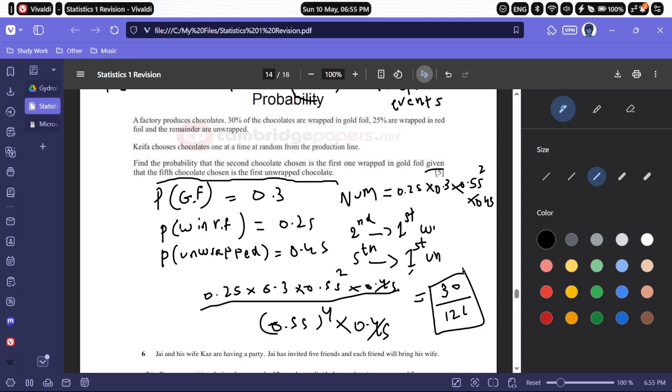I'm pretty sure you understood as well that it's basically red, gold, dash, dash, and then unwrapped, right? So for the dash part, it can either be wrapped in red foil or wrapped in gold foil, right? So you just add up the probabilities of it being wrapped in gold foil or red foil. 0.3 plus 0.25, so 0.55 into 0.5. Exactly. You can have multiple cases. So yeah, that's how you would get 5 marks.